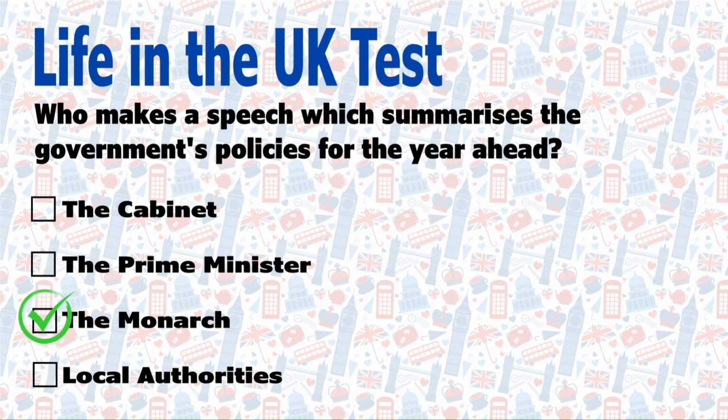The monarch, King Charles III, has important ceremonial roles, such as the opening of the new parliamentary session each year. On this occasion, the monarch makes a speech which summarizes the government's policies for the year ahead. All acts of parliament are made in his name.